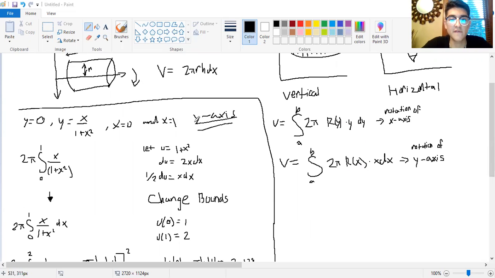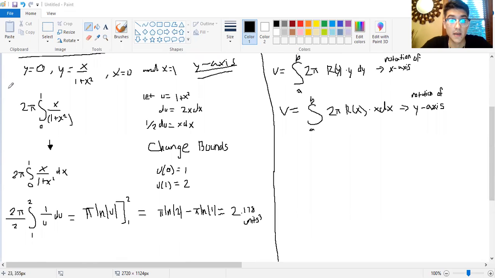Now, I have an example here for the y-axis. Right here, I'm trying to find the volume when rotated around the y-axis. I have y equals 0, y equals x divided by 1 plus x squared, and my bounds are x equals 0 and x equals 1. When I write my equation using the y-axis formula, I have 2 pi times the integral from 0 to 1 of x over 1 plus x squared.